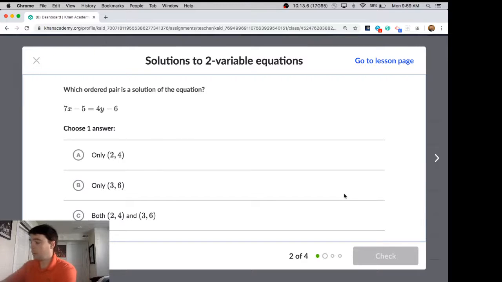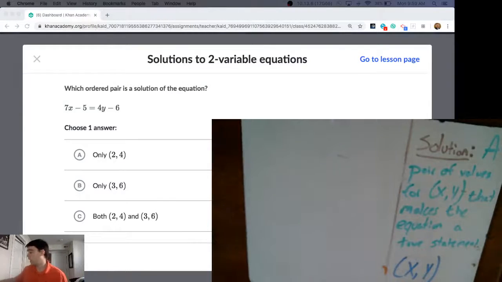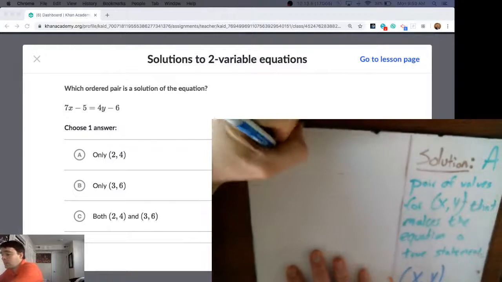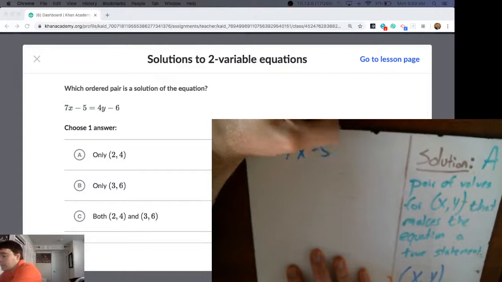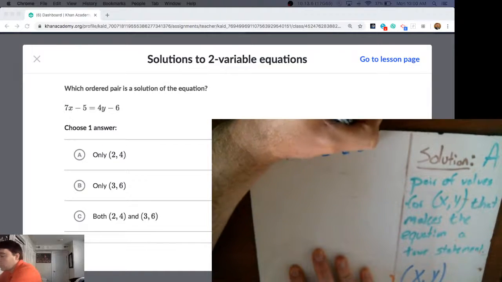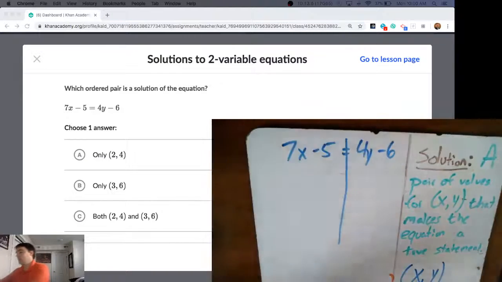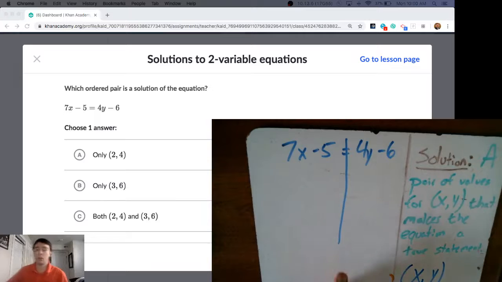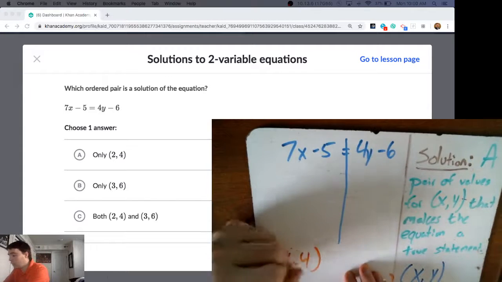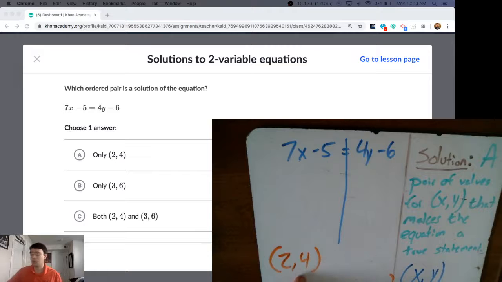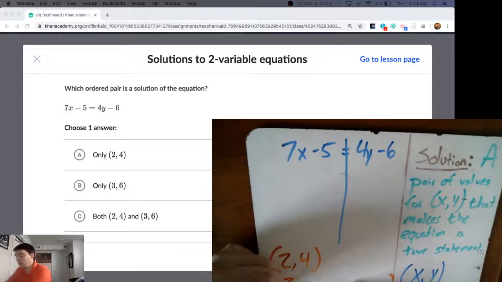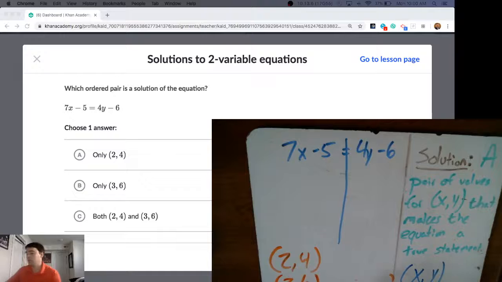So now we see our next equation here. So for problem 2, they tell us 7x minus 5 has to be equal to 4y minus 6. So I'm going to go ahead and copy that equation onto my whiteboard. 7x minus 5 needs to be equal in value to 4y minus 6. And the two solutions that they want us to test here, they want us to test whether or not 2 for x and 4 for y could be a solution. So that's one possibility we're going to check. And they also want us to check whether 3 and 6 could be a solution.